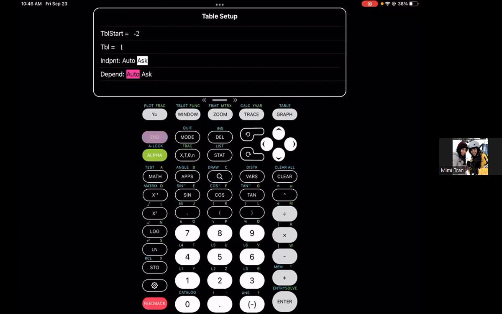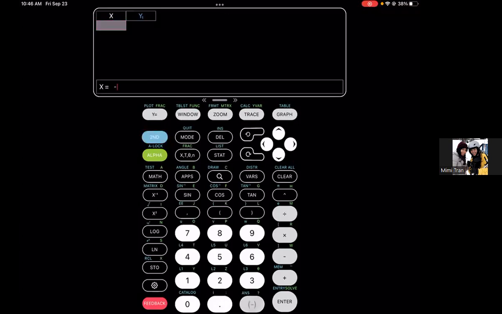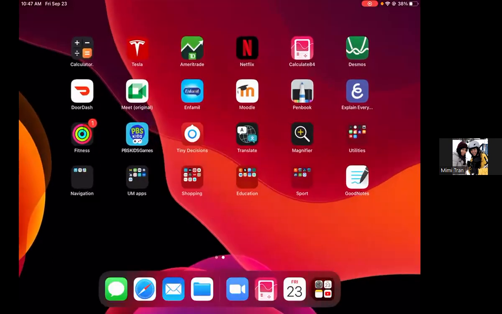All right, go back to table, second table, -5, I got 8. What about -2? Oops, this is -5. I have to press enter so it goes to the next cell. -2, -1, 0, 0 should be 3. 1, 2. I'm going to stop right there. So 8, -1, 0, 3, 8, 15.